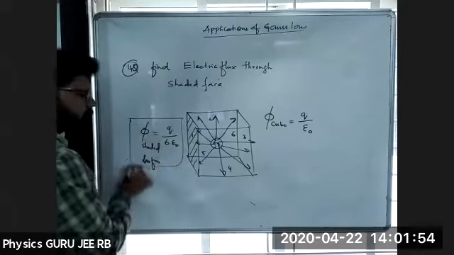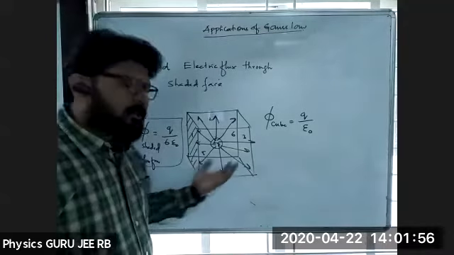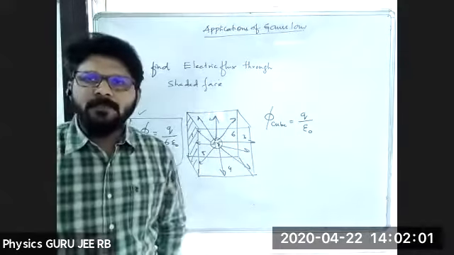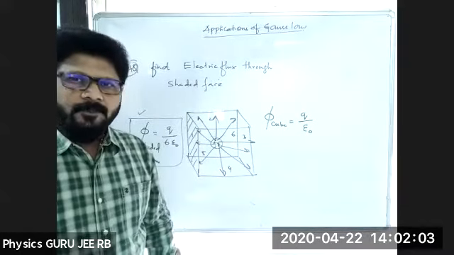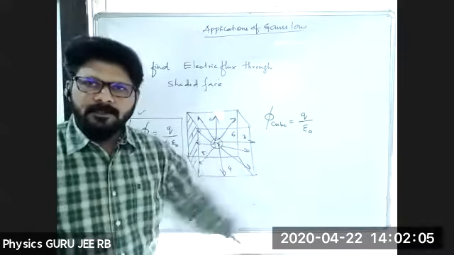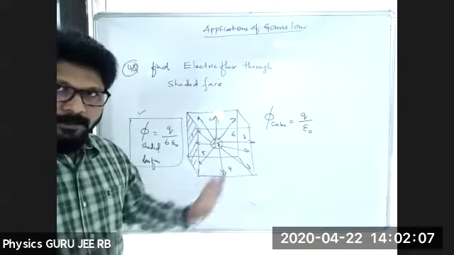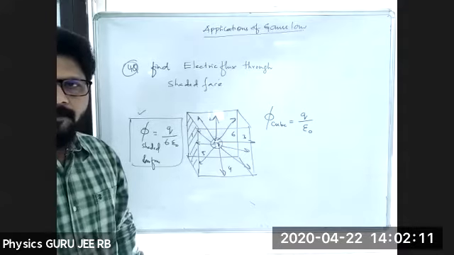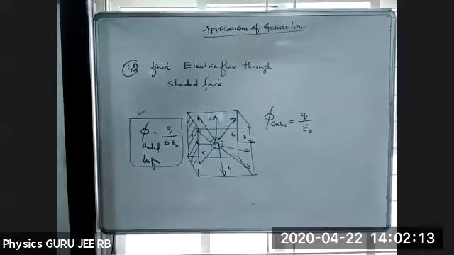Is that clear? For two shaded surfaces, it is Q by 6 epsilon naught plus Q by 6 epsilon naught. For the complete cube, it means multiplying by 6. That's all. Like this, we can solve the problem. It's done. Just take a screenshot.